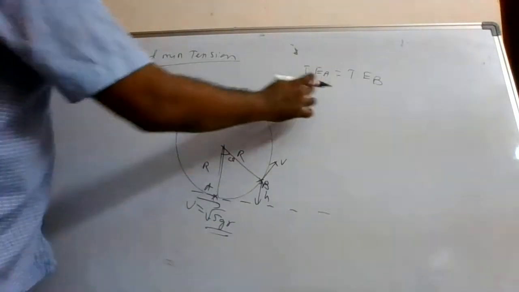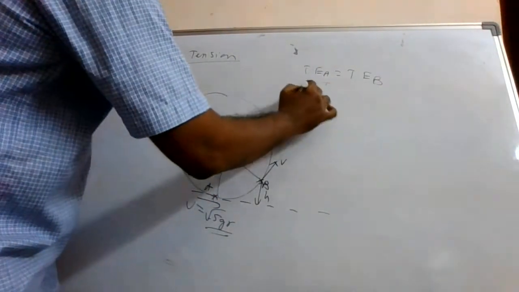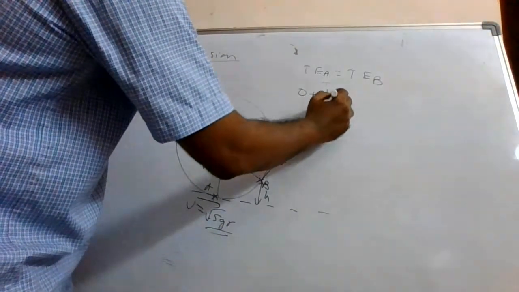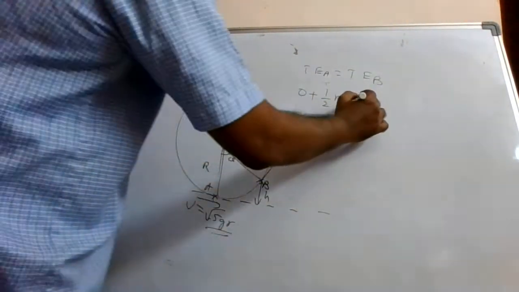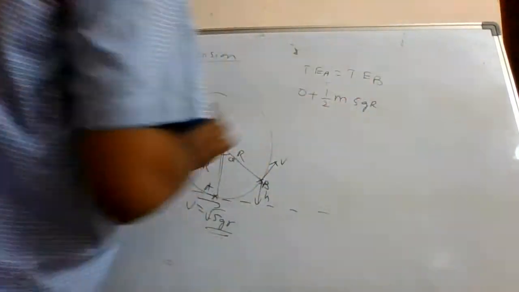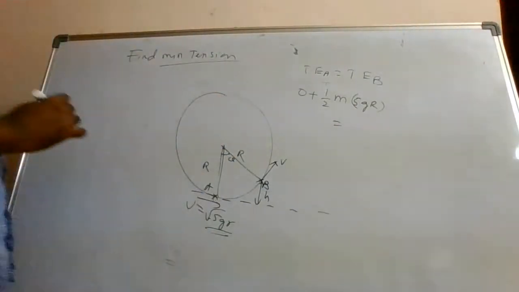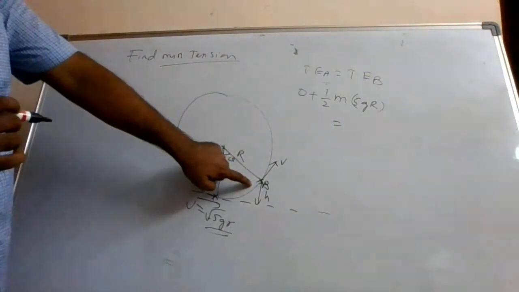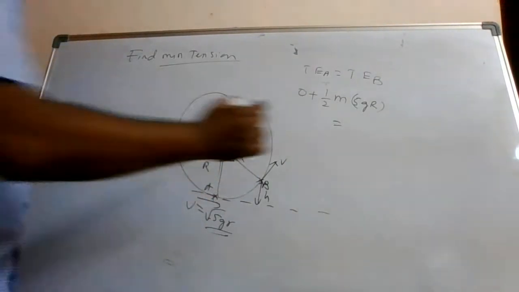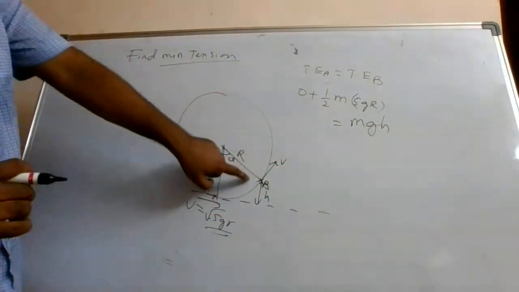So at total energy at A, here there is no potential energy. There is only kinetic energy. So potential energy is 0. Kinetic energy is half m v square. What is the v square value here? 5 g r. All right. This is the v square value, and this is equal to total energy at B. Will it have any potential energy? Yes, it will have. So mgh is the potential energy at this point.